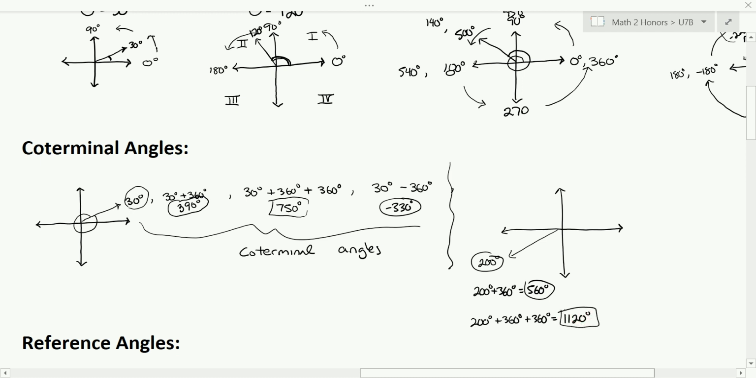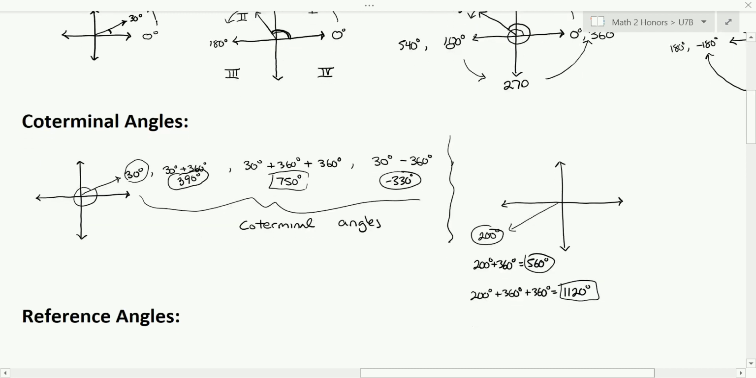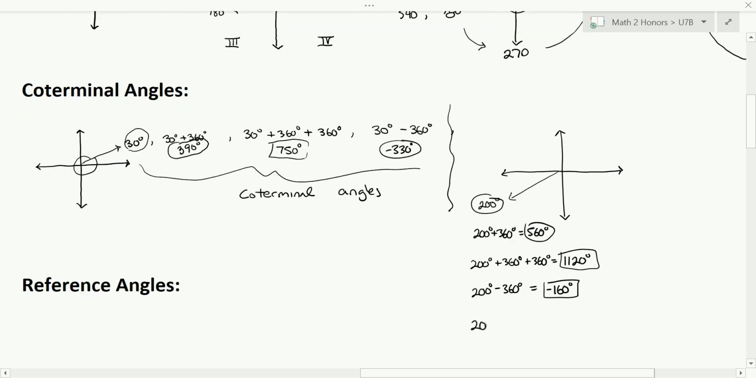Good. All right. Let's go for a negative coterminal angle. Cody, do you have a negative one? So how'd you get that one? 200 minus 360, and you got what again? So 360 minus 200 would be just 160? Yeah. Negative 160. We got it. All right. And who's got one more? Yeah, Luis. And so you did 200 minus 360 minus 360? And you got negative what? Okay.